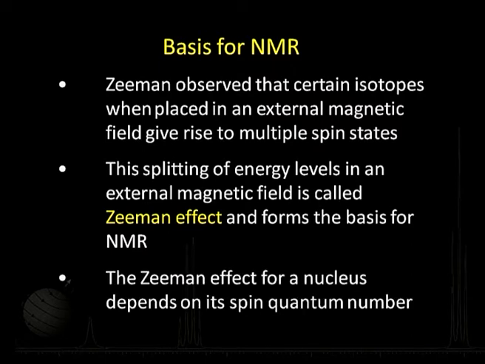And the Zeeman effect for a given nucleus depends on its spin quantum number. So basically that is going to tell me which nucleus I can look at in NMR, and which I cannot. And that is determined in terms of its spin quantum number. So to understand NMR, or rather to see what kind of nuclei are going to give me an NMR spectrum, I need to know their spin quantum number. And let's see how we go about the spin quantum number of a given nucleus.